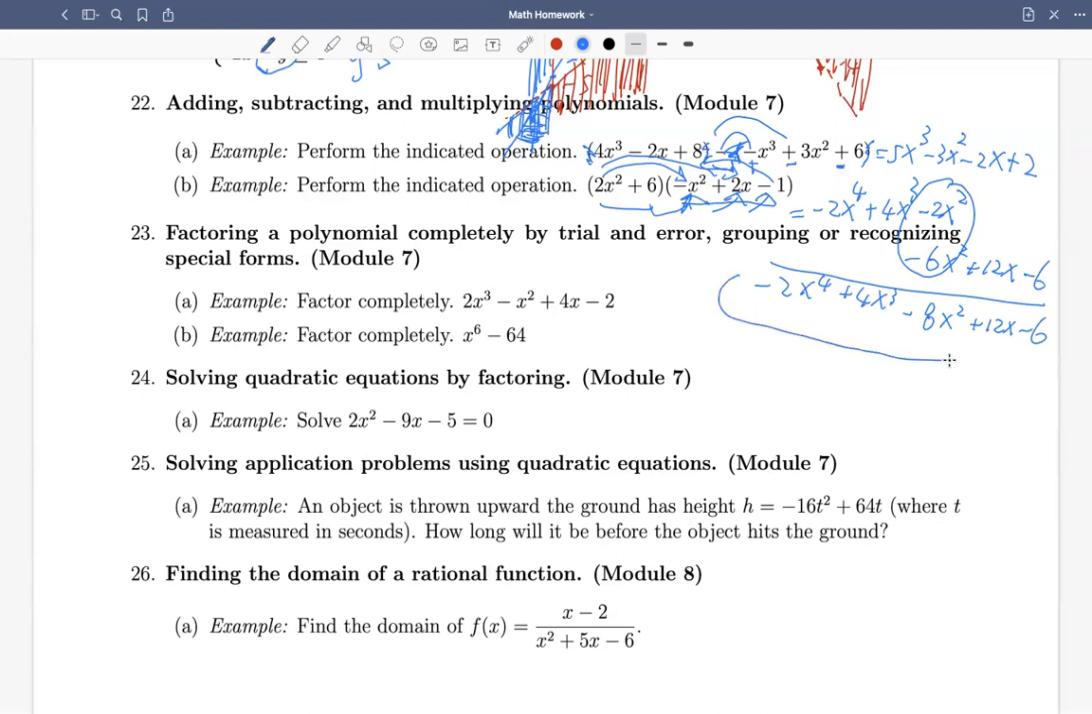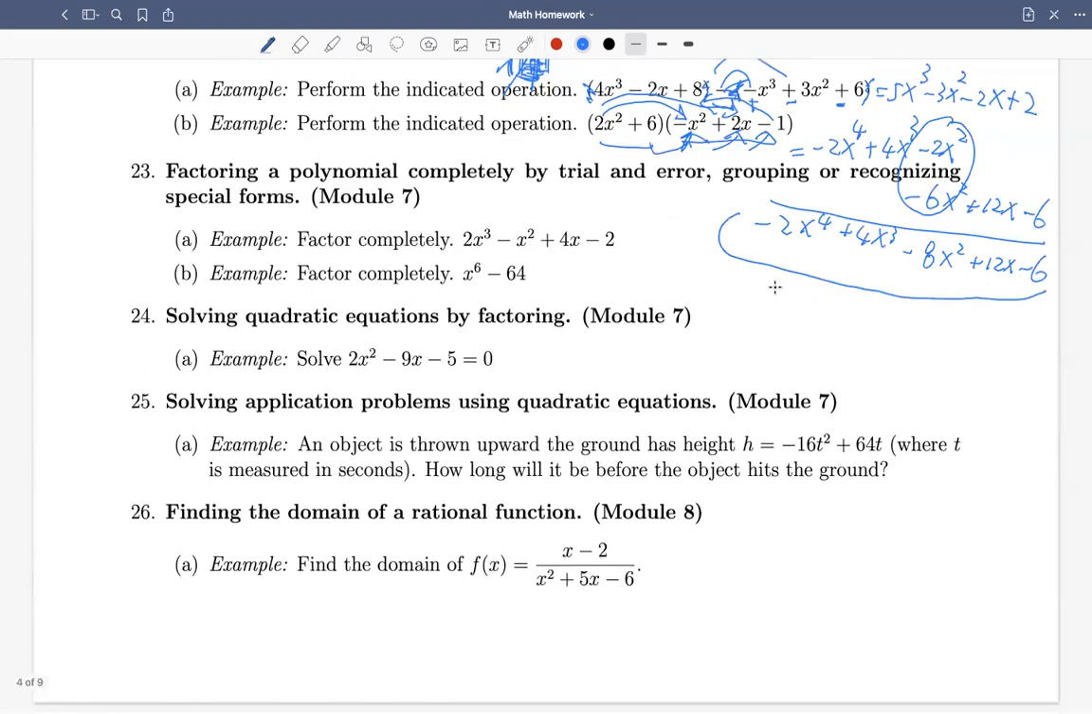For 22b, we multiply a binomial with a trinomial. So 23, factoring. The first one, we have 4 terms. With 4 terms, usually we group 2 by 2. We group those two, we group those two. Then we factor out the common factor. The common factor of the first group is x squared.